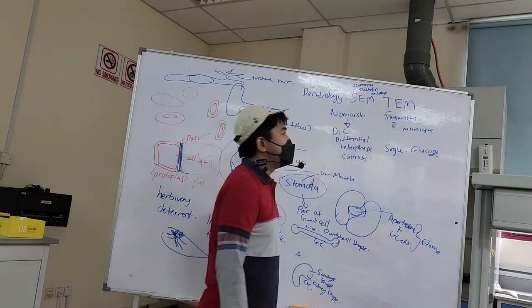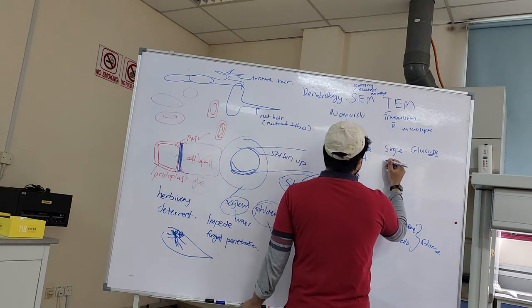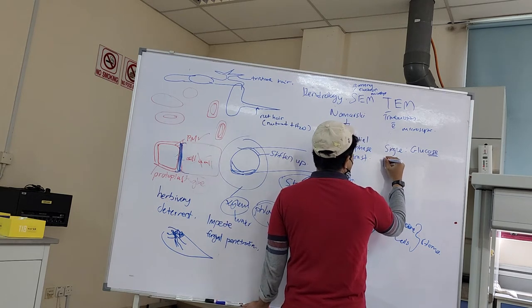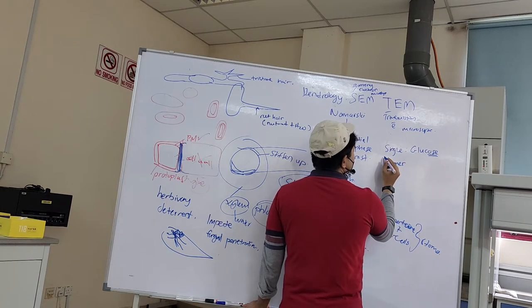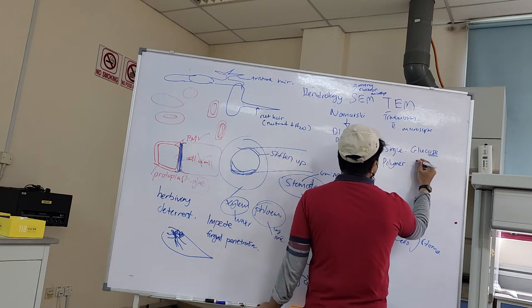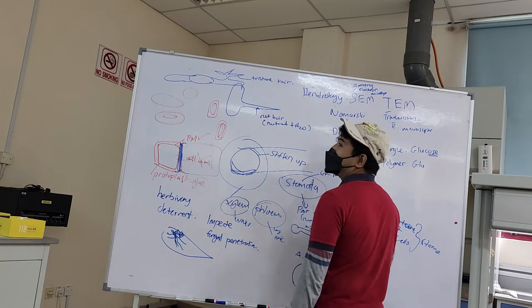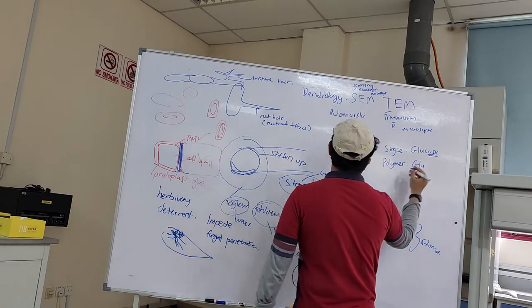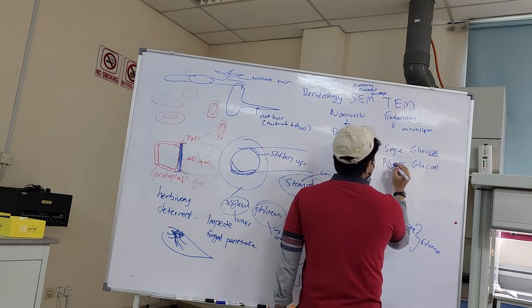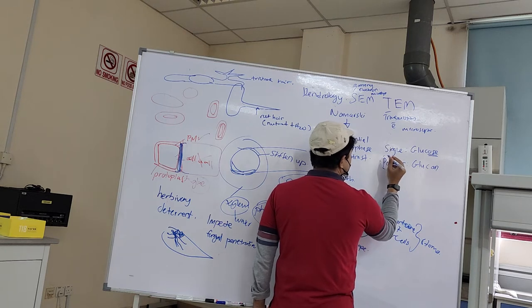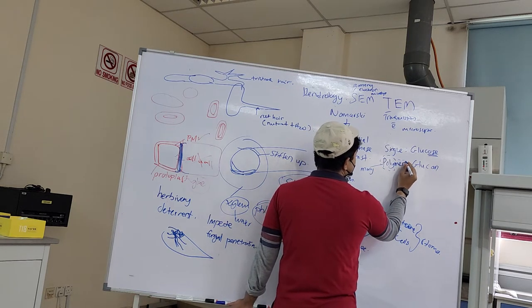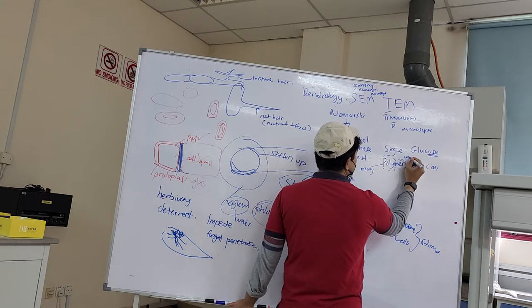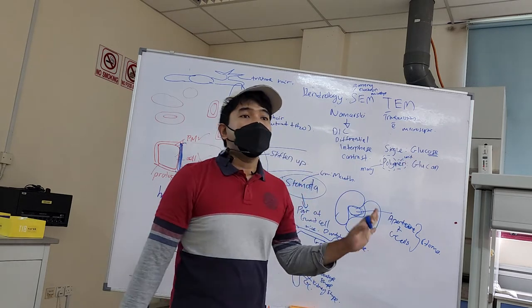OSE ending. When they are in the form of polymer, it's called what? Glucan. Polymer. Poly means many. Mer means unit. So polymer can be anything.